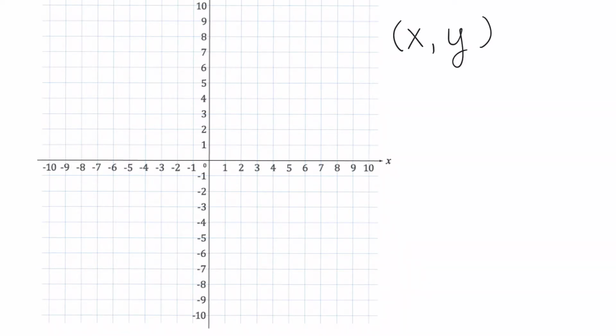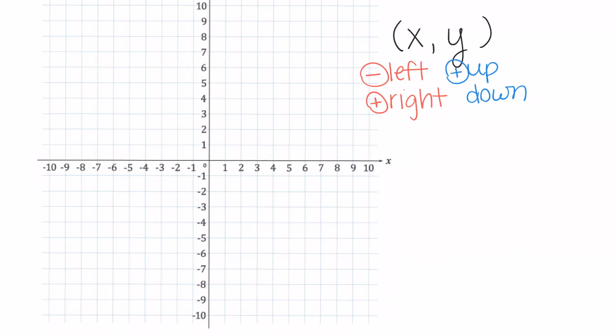The x always represents how far you're going to go to either the left or the right. We move towards the right if we have a positive number, and we move towards the left if we have a negative number. The y represents how far up or down we are going to go. If we are going to go up, it's because there's a positive y, and if we're going to go down, it's because there's a negative y.